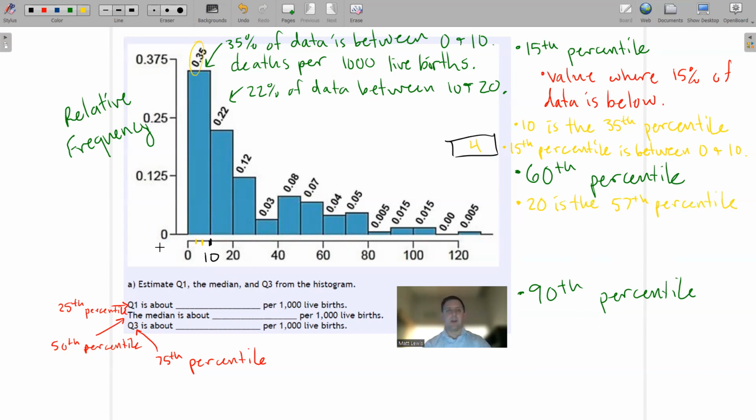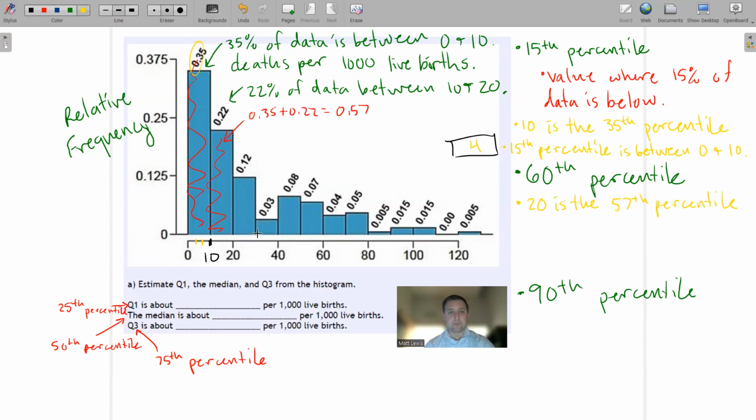Why is that? Well, because if there's 35% of the data between 0 and 10, and there's 22% of the data between 10 and 20, then that means overall, actually, let me write it like this. Overall, if I add these two together, 0.35 plus 0.22 is 0.57. So 57% of the data is below 20. And so that's why I can say 20 is the 57th percentile.